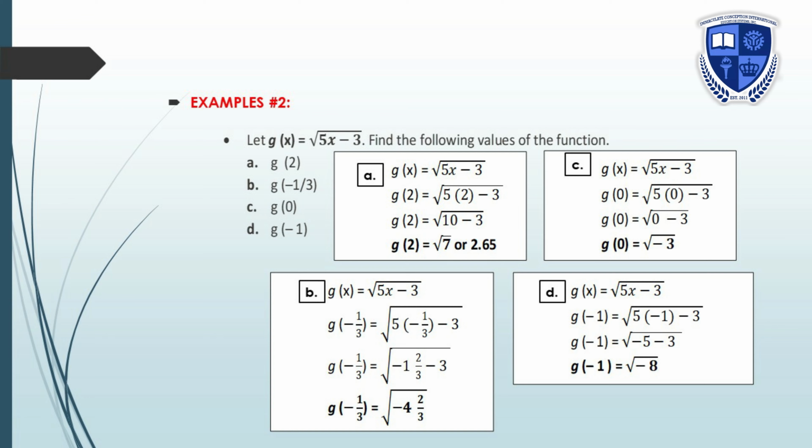The last, letter D. g of x is equal to square root of 5x minus 3, our given. Square root of 5 times negative 1 minus 3. 5 times negative 1 is equal to negative 5. Then bring down negative 3. So the final answer is square root of negative 8.